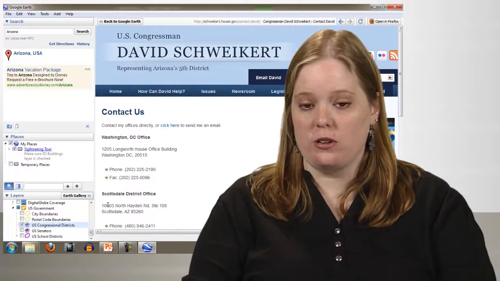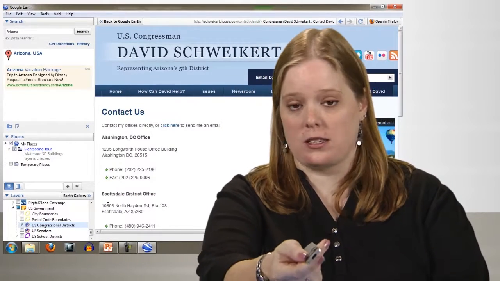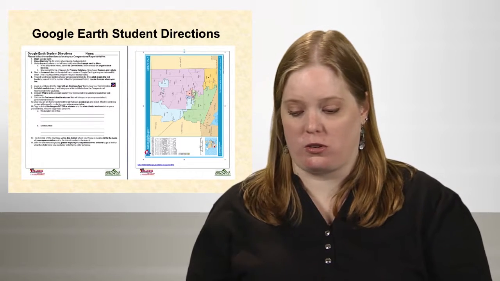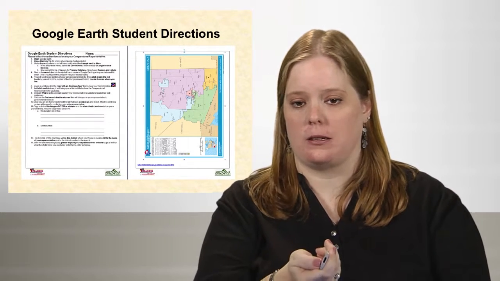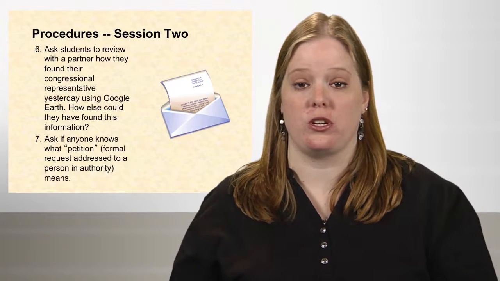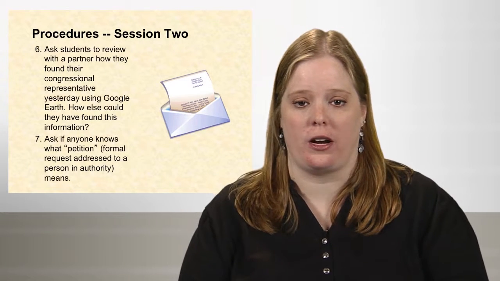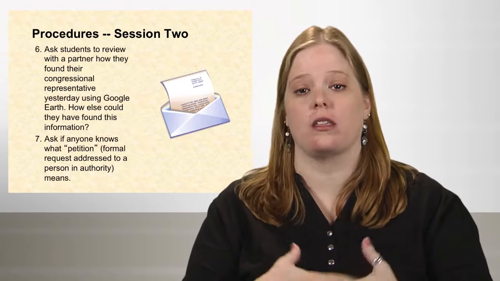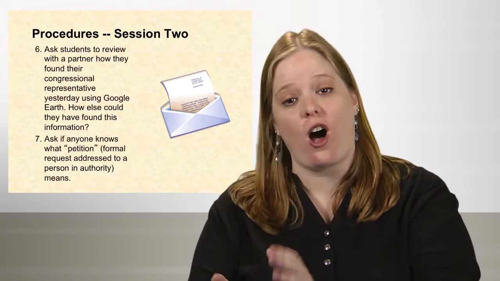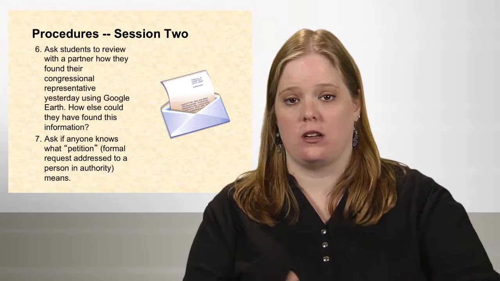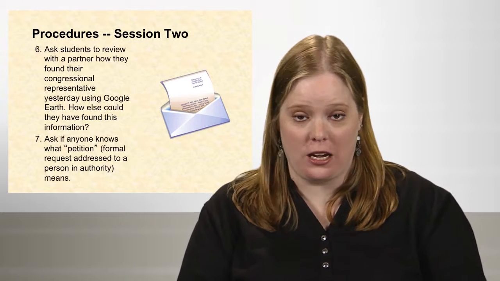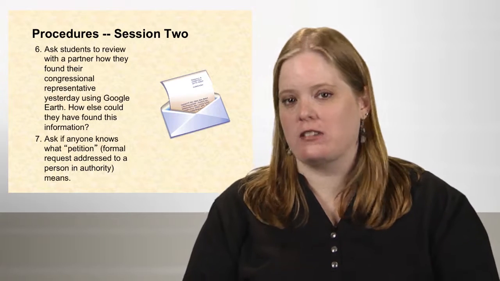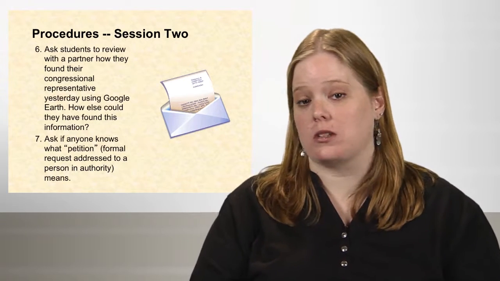Now, session 2 is discussing this information. And that is a copy of the directions I showed you to my right. So in session 2, you're going to ask the students to review with a partner how they found their representative. So they should be talking about how they used Google Earth, how they looked on the website, how they found the contact information, because knowing to find contact information on any website is very important. How they felt about using Google Earth. Was it easy? Was it exciting?